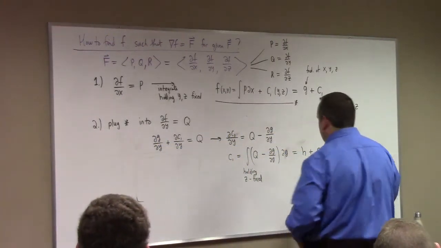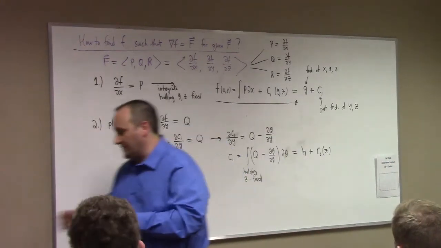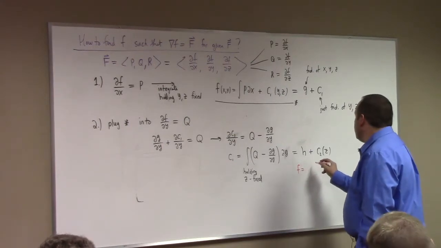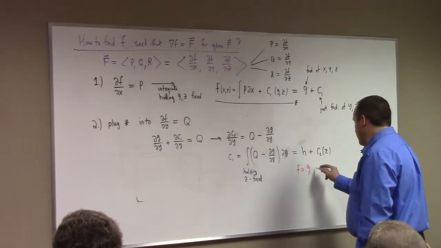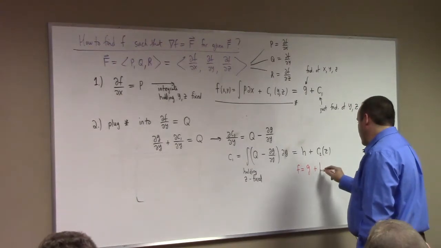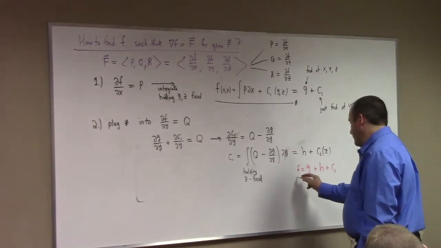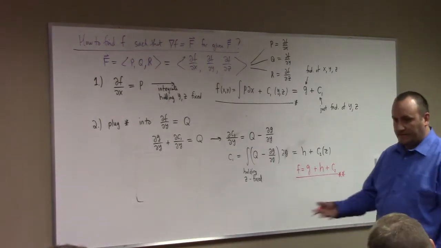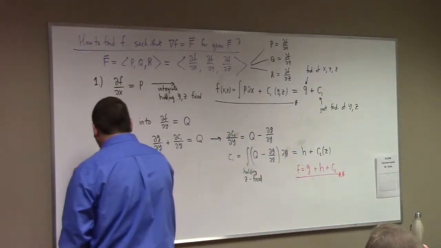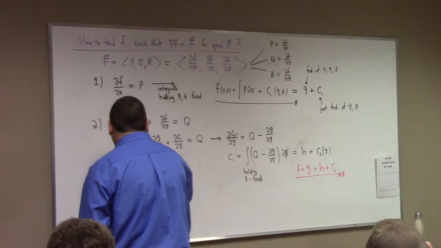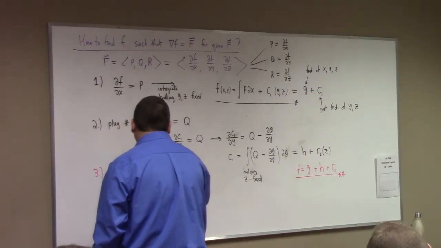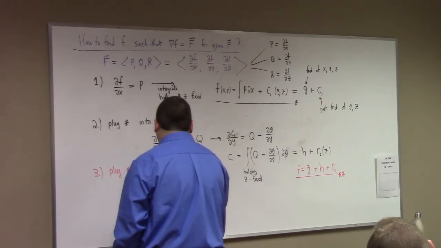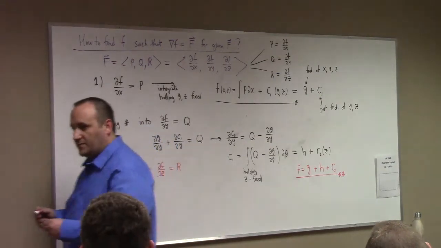So let's update what f is at this point. At this point in the process, we now have that f is equal to g, that original thing we found from integration, plus c1. But c1 we've now learned is actually h plus c2, which, by the way, is just a function of z. Let's call that star star. All right? So step 3 is we plug star star into partial f partial z equal to r. Let's see how that goes.